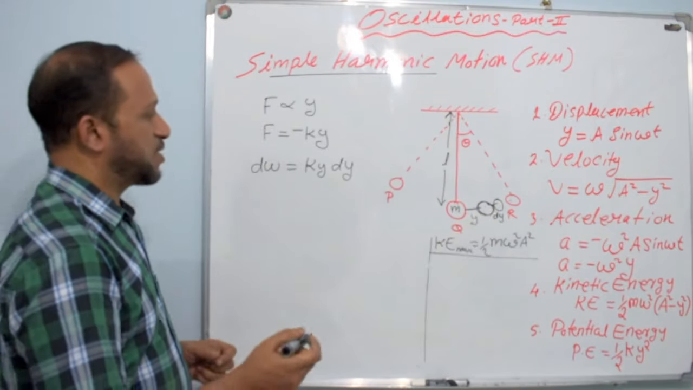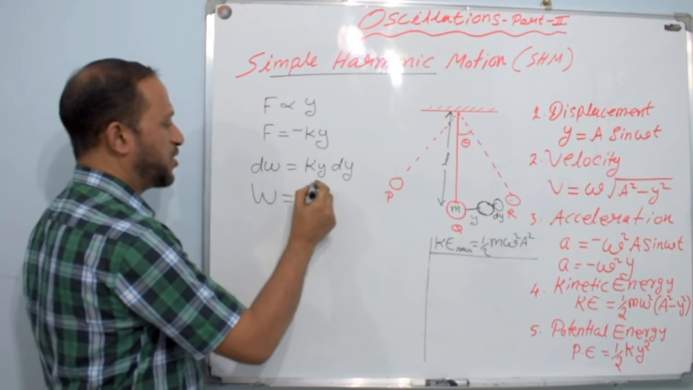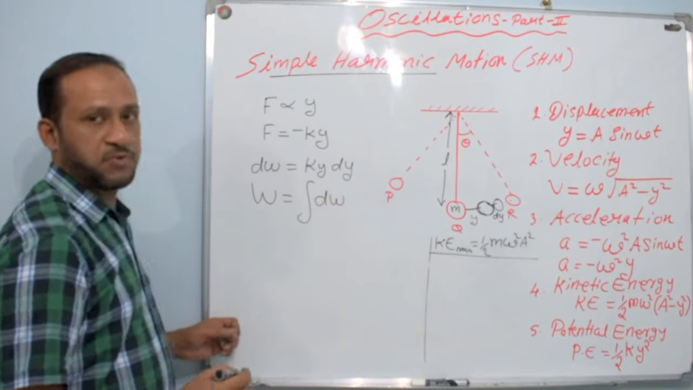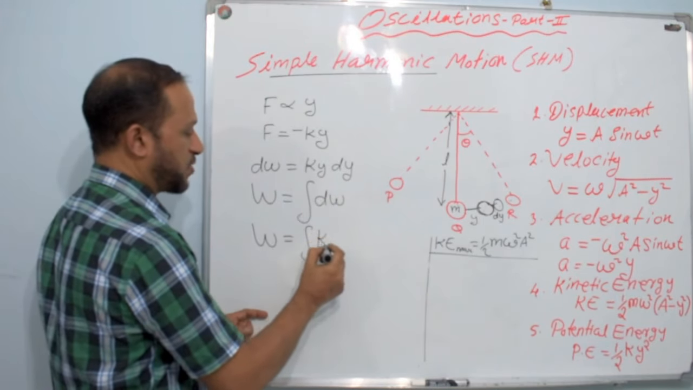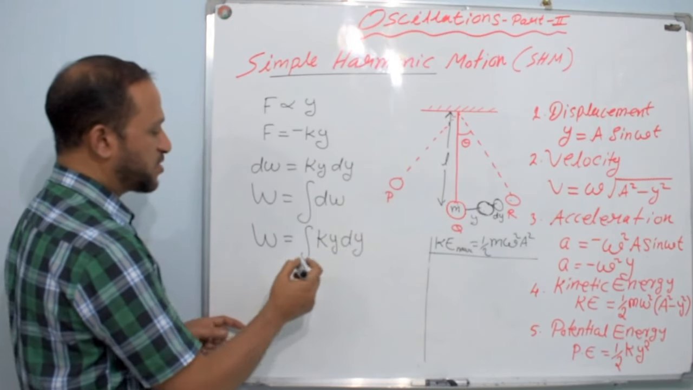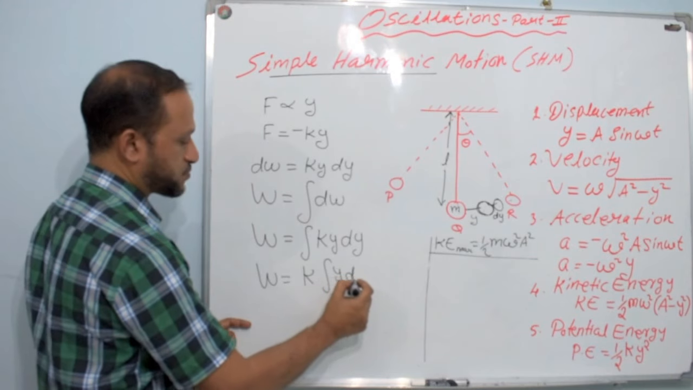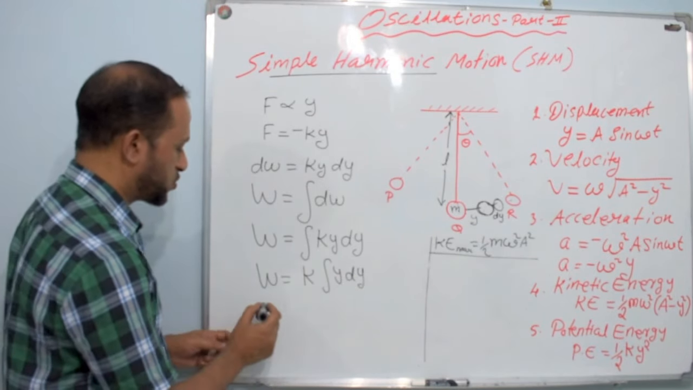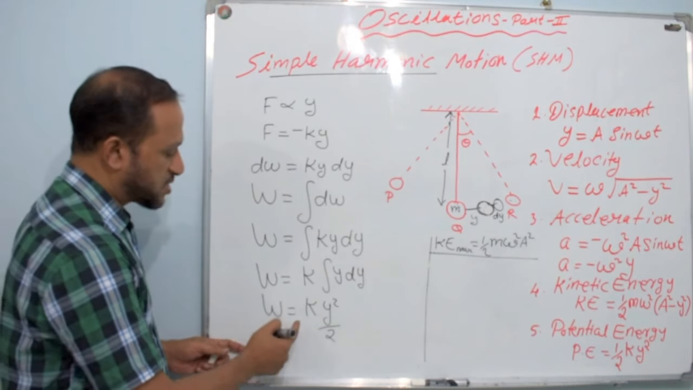Now imagine that we are displacing from the mean position to a larger displacement, then the total work done W can be obtained by integrating this expression, that is W is the integral of dW. Means the total work done W is equal to the integral of ky dy. When we integrate this equation, the total work done W is equal to k, which is a constant, and integral of y dy. Integral of y dy is y square by 2. So the total work done W is equal to k into y square by 2. Here we can apply the limit for y. It can be from 0 to maximum according to the situation. So right now we are taking the equation of work done as ky square by 2. Or we can say it is half ky square.